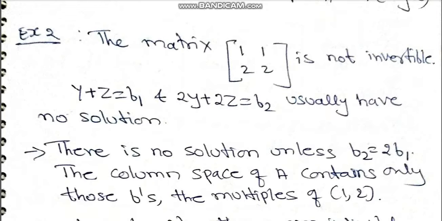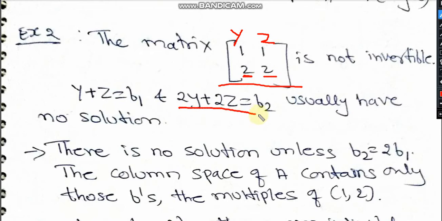Here, next problem. If I look into the next problem, the matrix given is 1, 2 as one vector, and another vector is also 1, 2. So the vector u is equal to vector v. If I look at column 1 and column 2, both are equal. So if I define this as y and this as z, y plus z equals b1, and 2y plus 2z equals b2. This is your second row expression, and this is your first row expression.